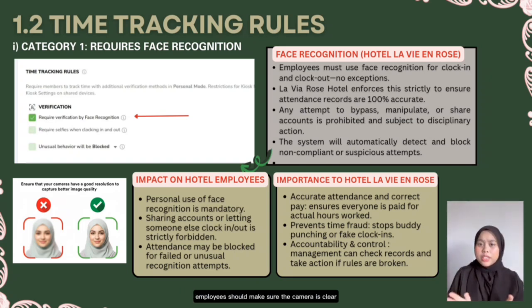Employees should make sure the camera is clear and positioned correctly during scanning. Failed or unsure recognition attempts may be blocked by the system. This rule is important because it ensures employees are paid correctly, prevents time fraud such as buddy punching, and helps management maintain correct attendance record. By following this rule, we create a fair and reliable time tracking system for everyone.